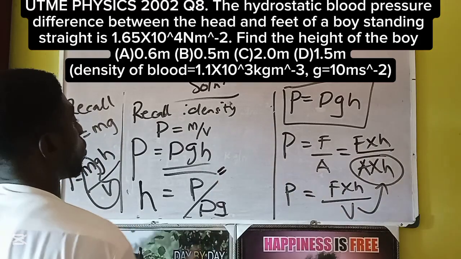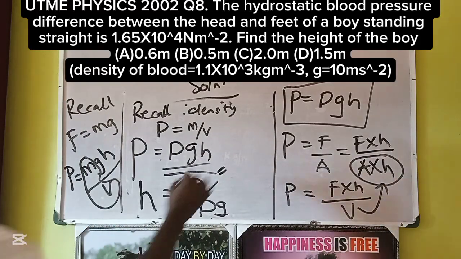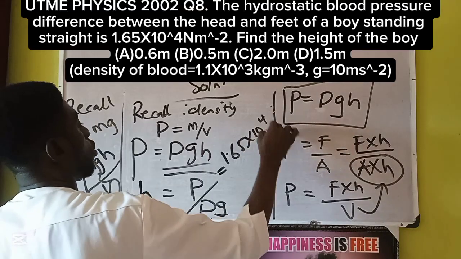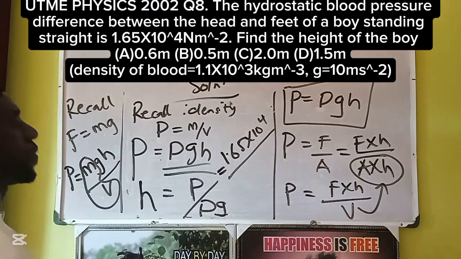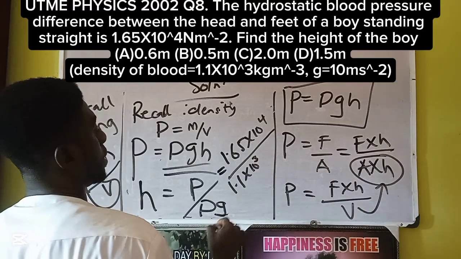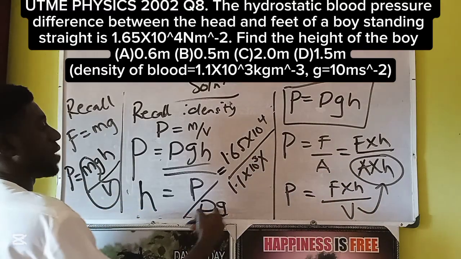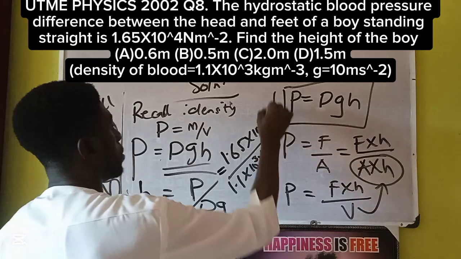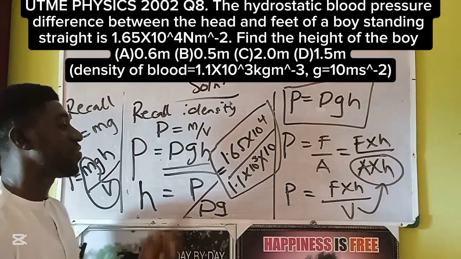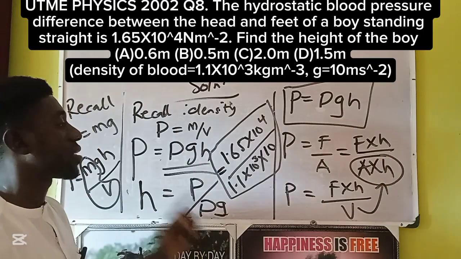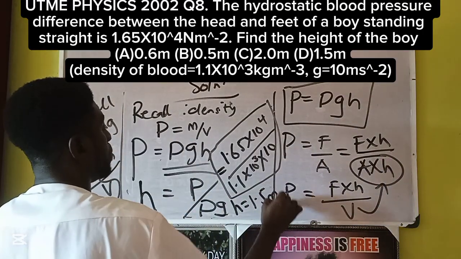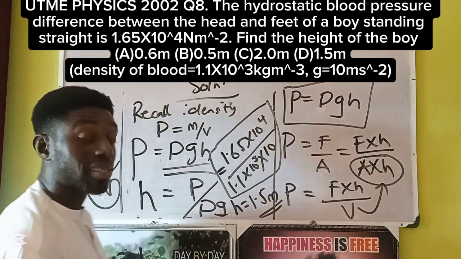Then we solve. So what's the blood pressure? We have 1.65 times 10 raised to the power 4 over what density of the blood? 1.1 times 10 raised to the power 3 times g of the earth, which was given as 10. So when you solve this equation, 1.65 × 10^4 divided by 1.1 × 10^3 times 10, the height of the boy becomes 1.5 meters.